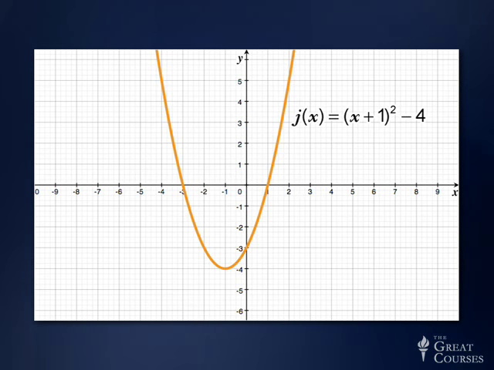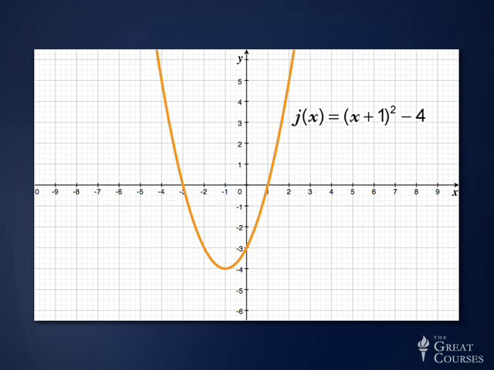Its ends will still be going up, but now the vertex is at a totally new point. Can you see what that point is? It's actually -1, -4. So I've just translated the graph of x squared down to a new vertex, but the rest of the shape of it is still exactly the same.